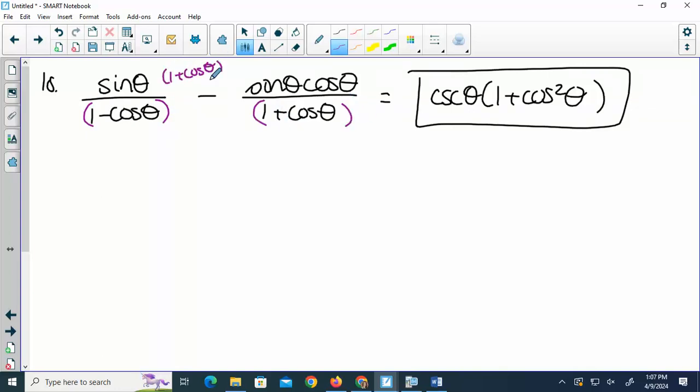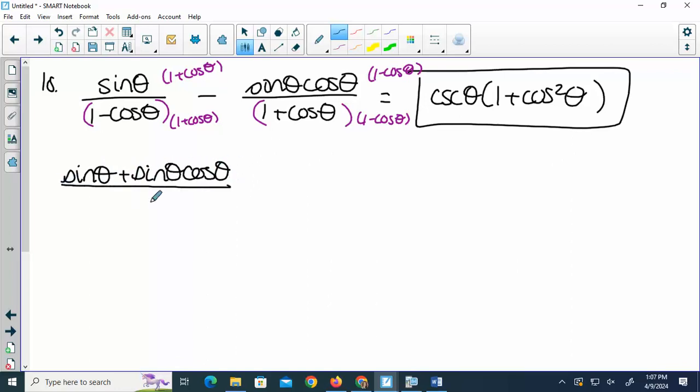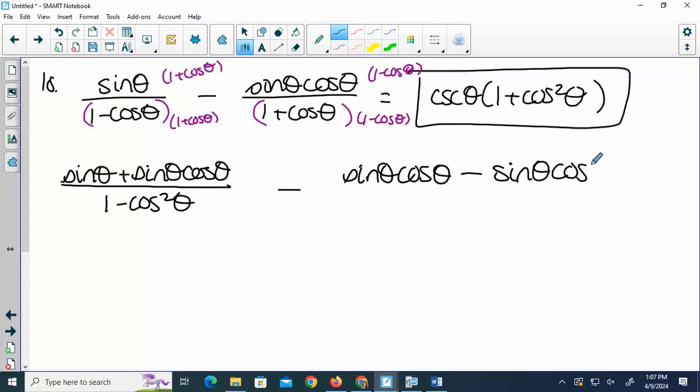So we'll do it on top and bottom. This one has 1 plus cosine, so it needs 1 minus cosine on top and bottom. So if we distribute, we get sine theta plus sine theta cosine theta over, if you FOIL, 1 minus cosine squared. Over here, sine theta cosine theta minus sine theta cosine squared theta over 1 minus cosine squared theta.